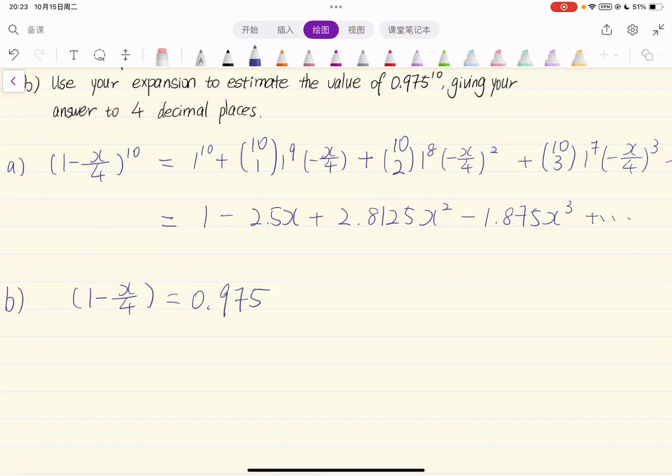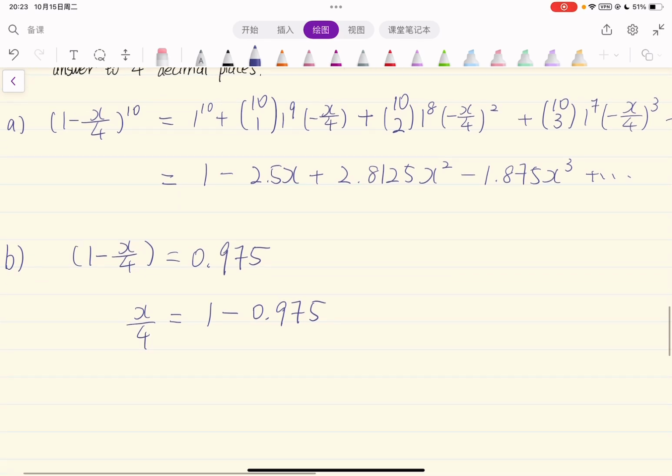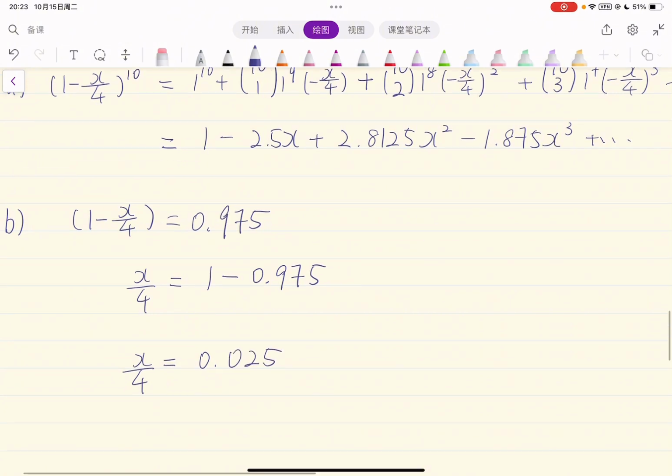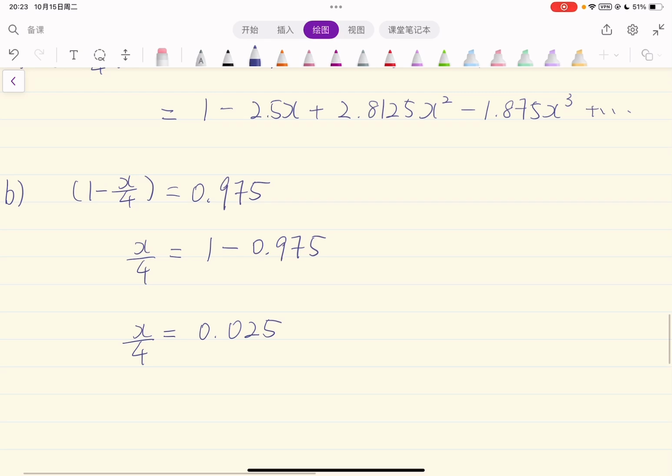What we have is x over 4 equals 1 minus 0.975. So x over 4 equals 0.025. So x equals 0.1.